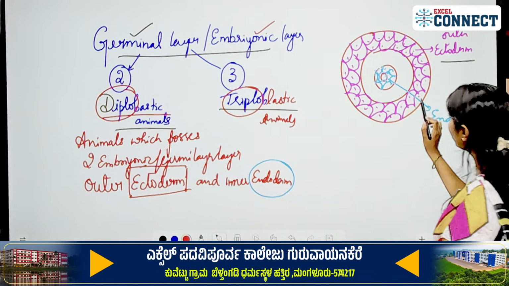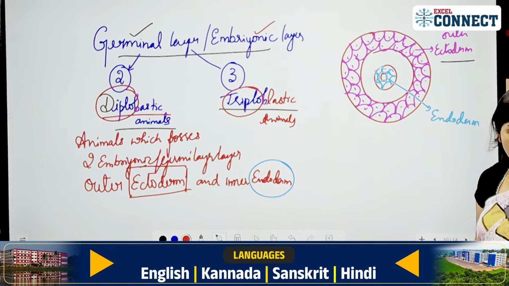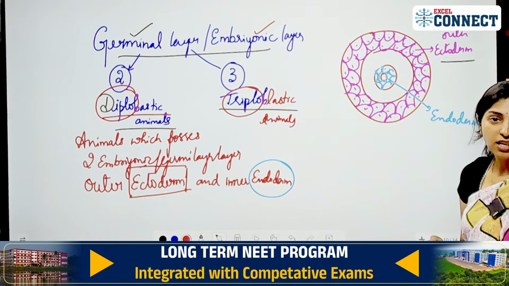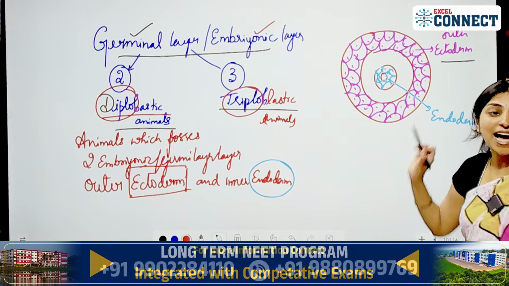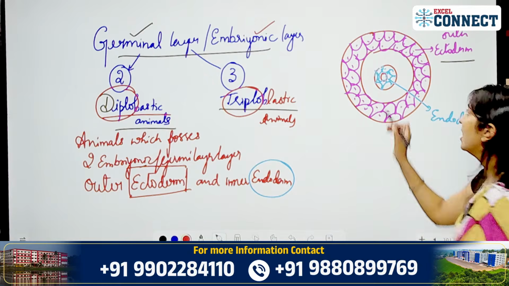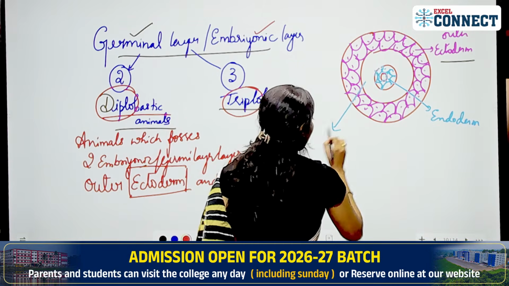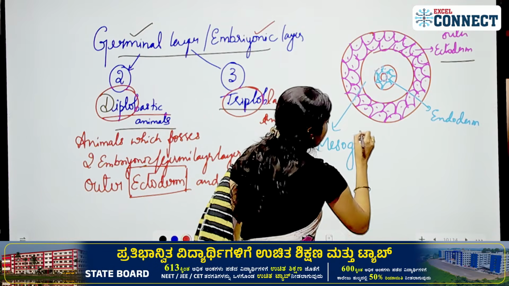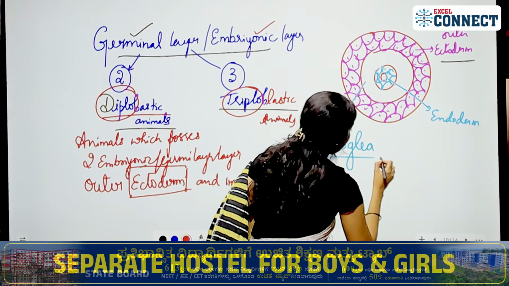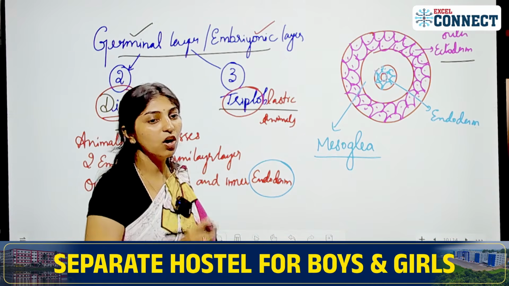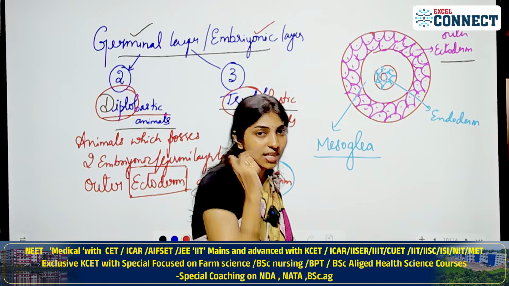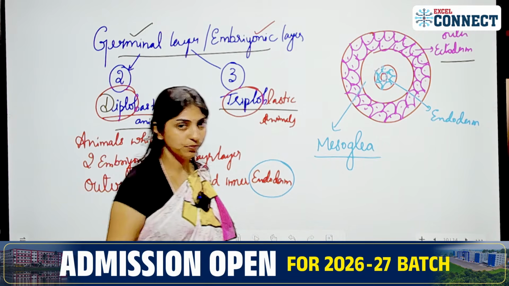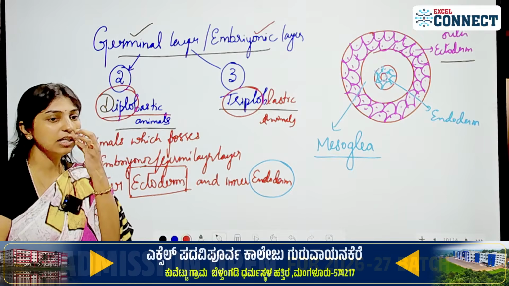Now here, in between the ectoderm and endoderm layer, can you see there is one layer but without a cell? Yes, there is one more layer, but that layer does not have cells, and that layer is called mesoglia. What is it called? Mesoglia. It is an undifferentiated, non-cellular layer, and it is called mesoglia. So how can you define a diploblastic?